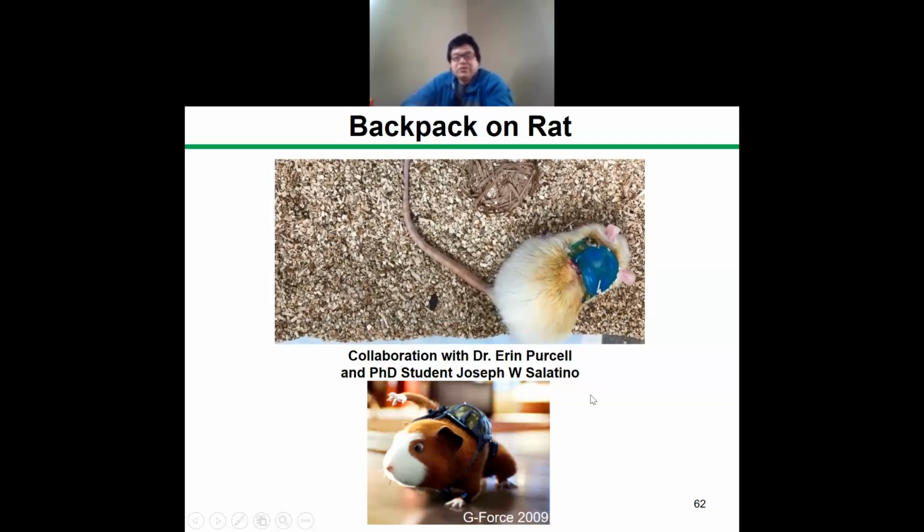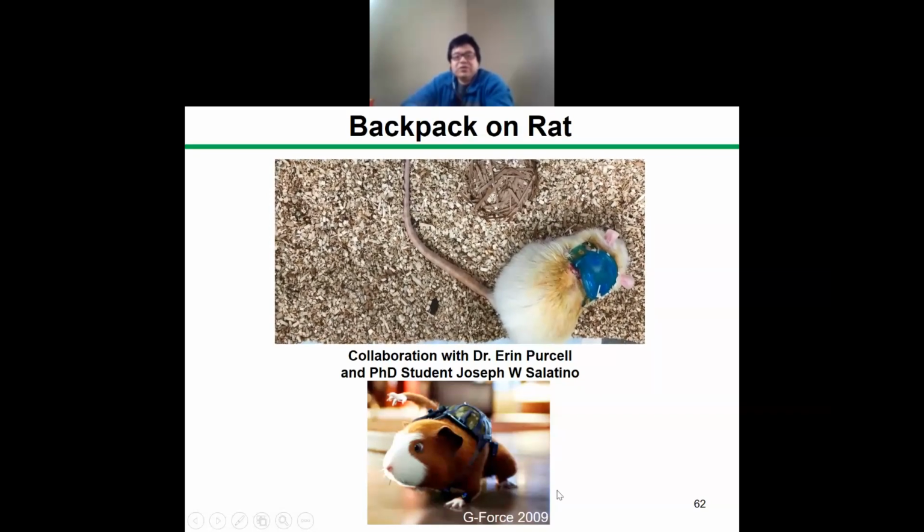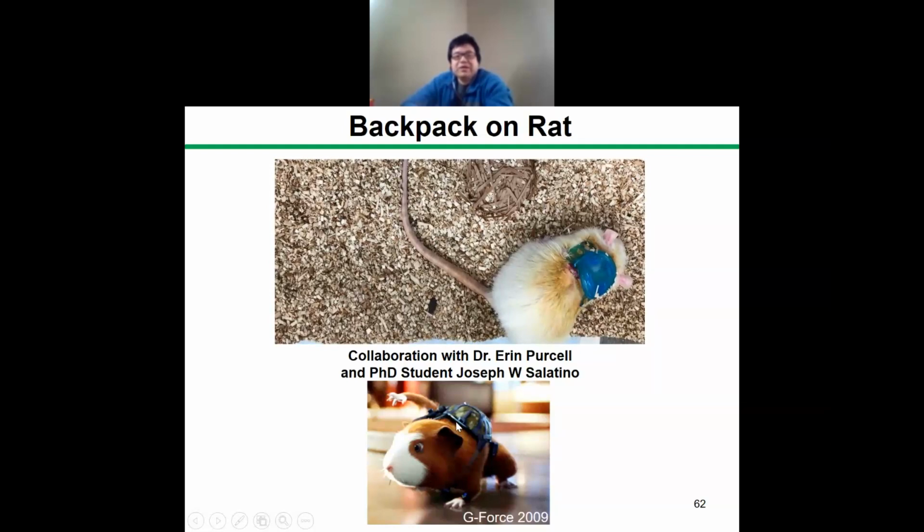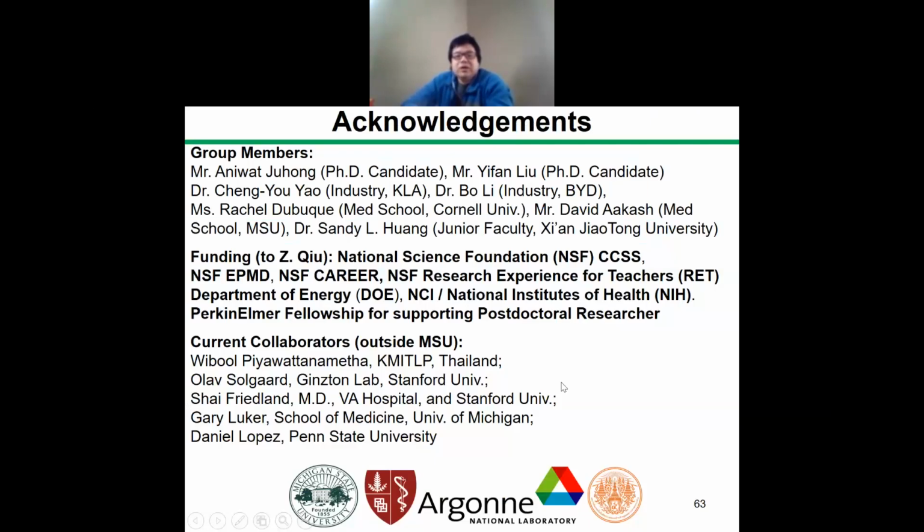So maybe you still remember the movie from like 15 years ago called G-Force, with the rat wearing this kind of backpack. So we kind of got the inspiration from these movies. This is a collaboration with a neuroscience scientist, Professor Eric Purcell, and also our engineering professor, Professor Wen Li, and their students working on this implantable. And this is supported by NSF. And now we got the NSF funding to support work on the brain. So now we are developing an implantable on the brain to study glioblastoma and medulloblastoma, which are brain tumors.